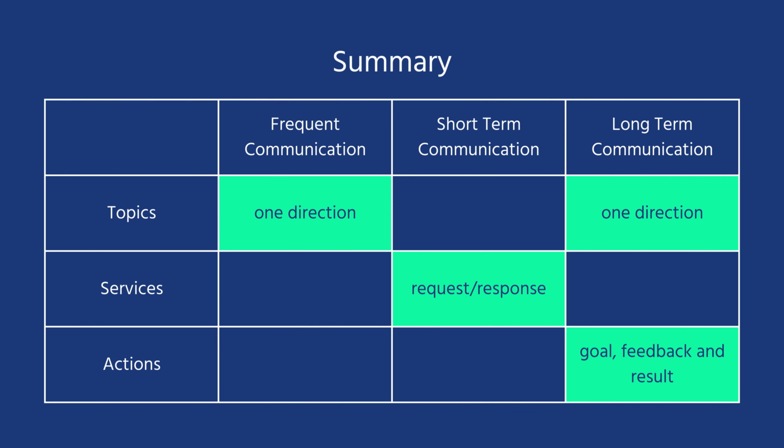Now let us summarize everything we have seen in this video. We process data in nodes, topics, and messages. We can move around data through topics using publishers and subscribers, or use services and actions. Topics are only used in one direction and for frequent or long-term communication. Services have a request and response type of communication, ideally used for short terms. For long-term communication, we should use actions, which consist of a goal, feedback, and result.